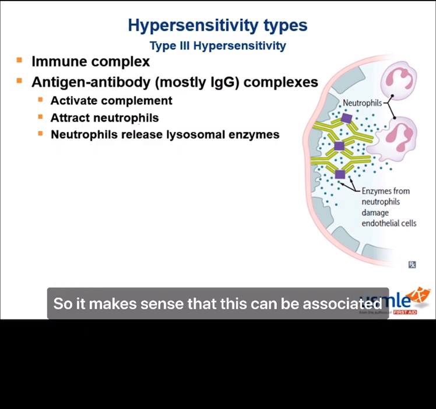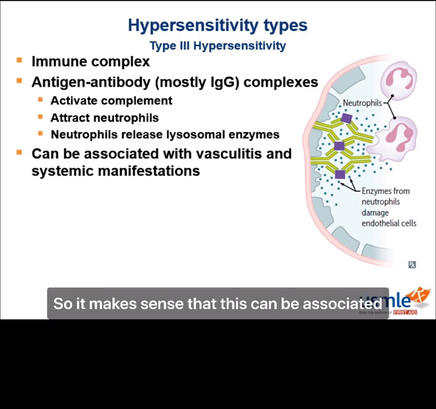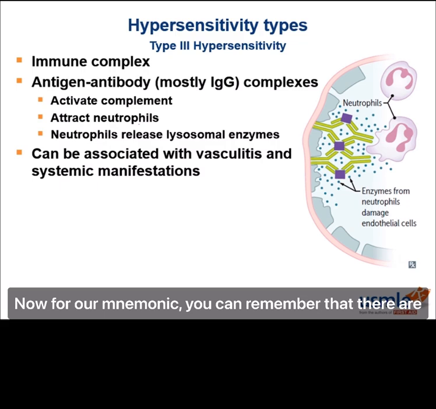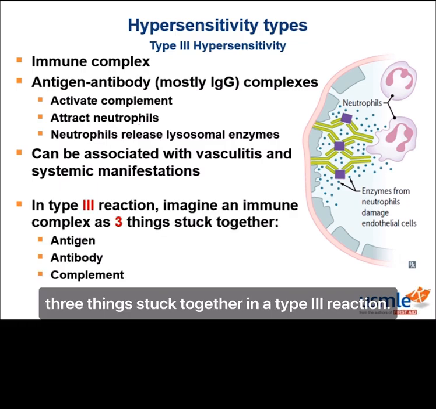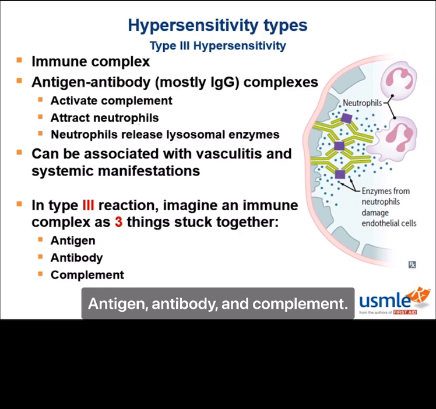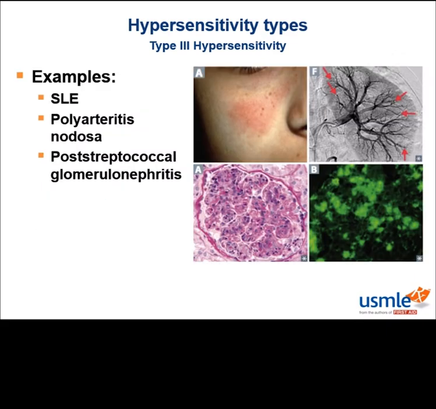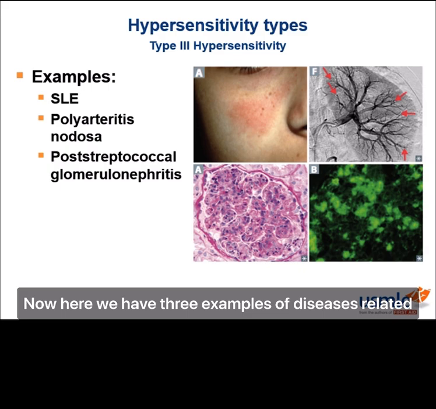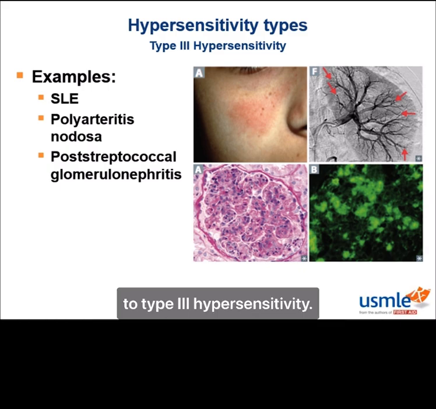So it makes sense that this can be associated with vasculitis and systemic manifestations. Now, for a mnemonic, you can remember that there are 3 things stuck together in a type 3 reaction: antigen, antibody, and complement. Now here we have 3 examples of diseases related to type 3 hypersensitivity.